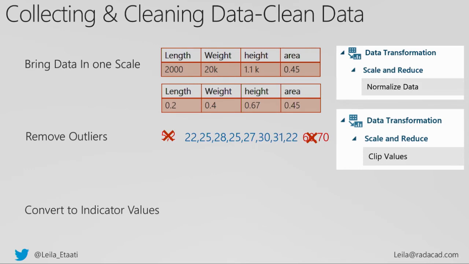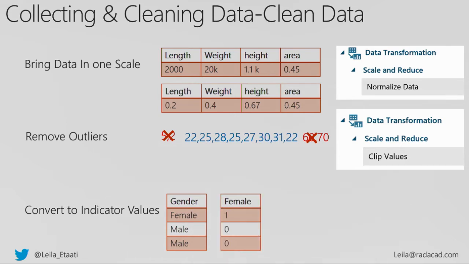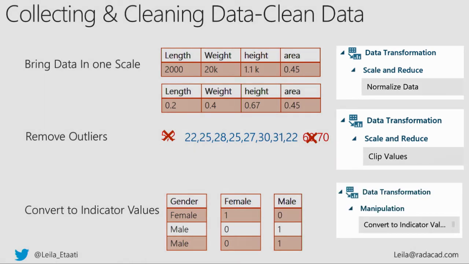And for other algorithms, like for example decision trees, sometimes we have to convert a column into different columns. For example, I have a column named gender that has female and male. Instead of having that, I want it as two separate columns. So female gets 1 if it's female, otherwise 0, and the other one is male, likewise 0 or 1. So we have a component named Convert to Indicator Values.